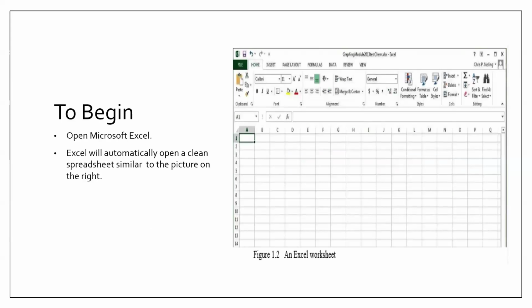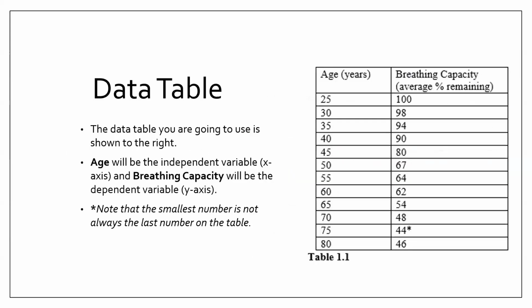Excel will automatically open a clean spreadsheet like this on the right side. So open it. To begin, we need a data table. The data table you're going to use is shown on the right. Age will be the independent variable, so x-axis, and the breathing capacity will be the dependent variable, the y-axis. So age x, breathing variable y.